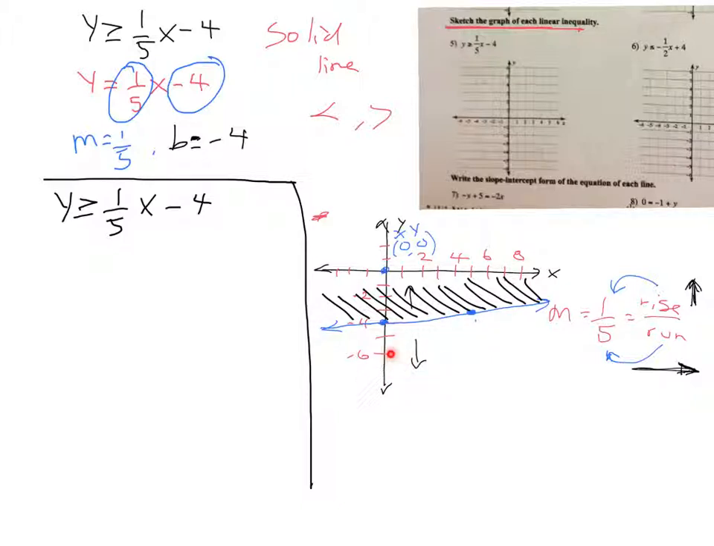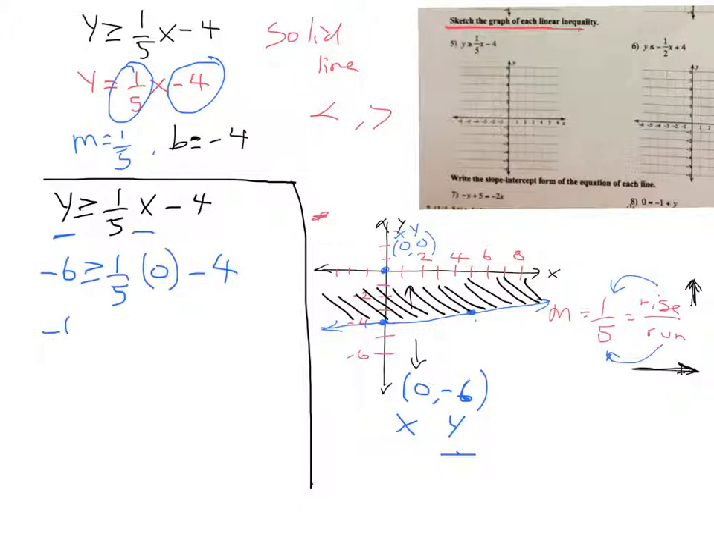I'm going to check this point over here, negative 6 on the y-axis, so the coordinates are going to be 0 in x, negative 6 in y. Again, remember the first value is x, the second value is y. I'm going to plug that into the y and the x. So y is negative 6, so negative 6 is greater than or equal to 1/5 of x, which is 0, minus 4. Negative 6 on the left, 1/5 times 0 is 0, minus 4. So I have negative 6 greater than or equal to negative 4. Is that true? No, false.